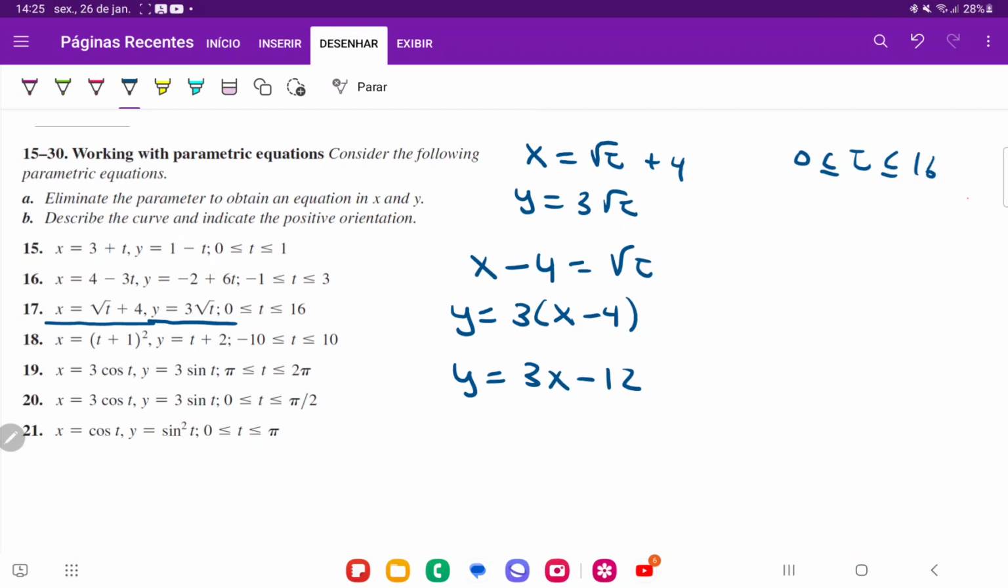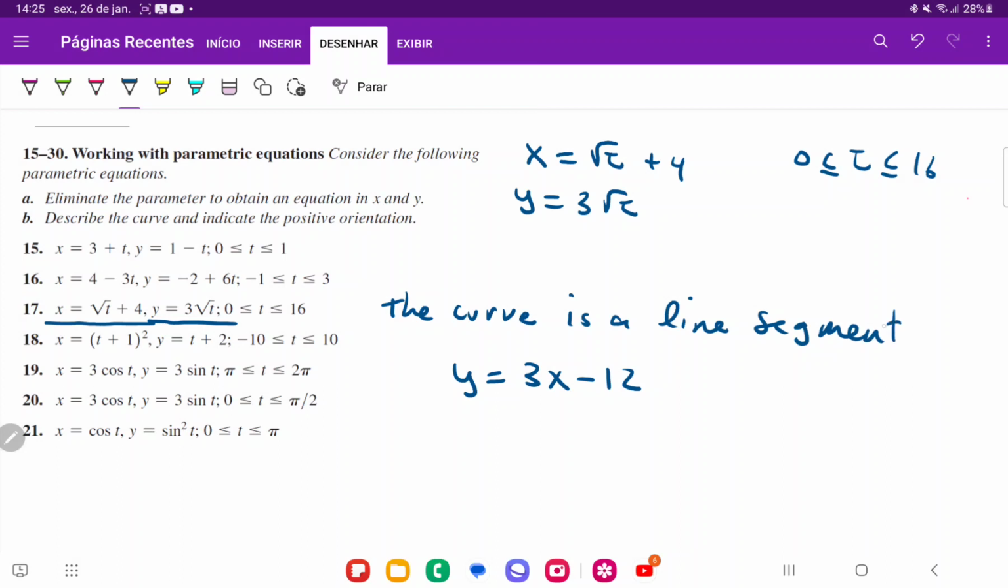So what we have here is that our equation is actually a line. However, because t is bounded, right, you don't have infinite inputs, it means that this is actually going to be a line segment because it does have a starting point and an end point. So let me remove this, and I'm going to say the curve is a line segment which follows this line here, y is equal to 3x minus 12, and now we just have to find the starting point and the end point for this line segment.